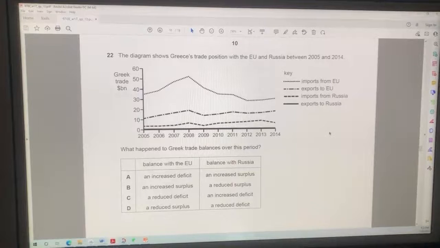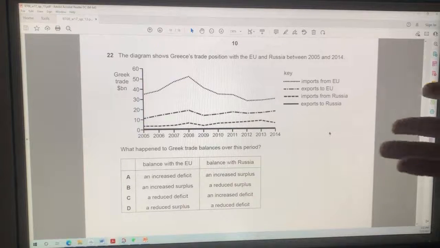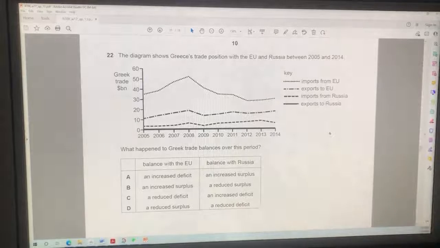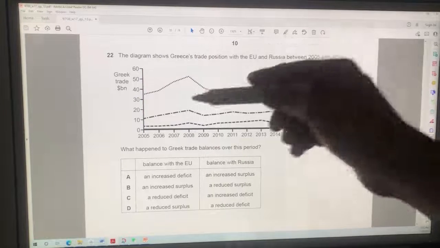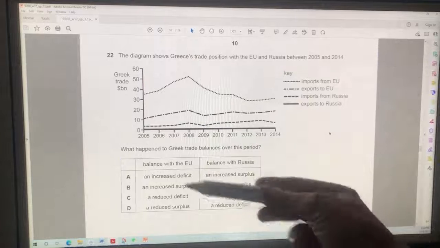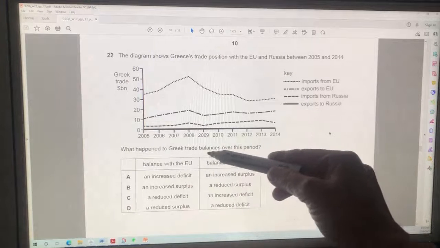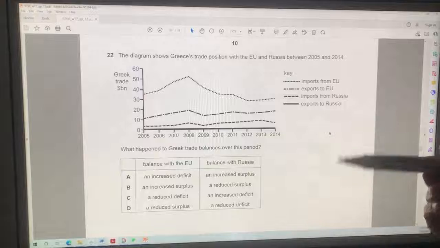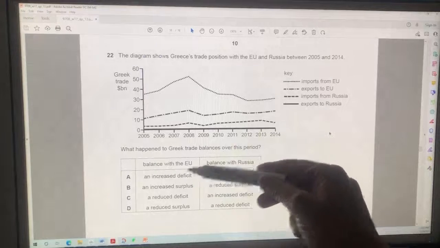Here's question 22, and for these questions, you must analyze the graph. Now, you have no choice. Or you can guess, but don't guess. Let's see. Greece's trade position with the EU and Russia. Okay, what's the question? What happened to Greek trade balances over this period? So I just start looking.